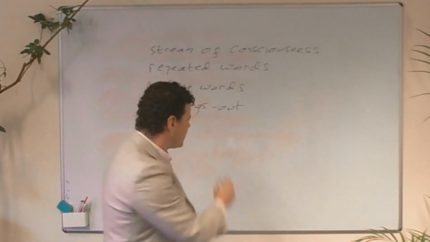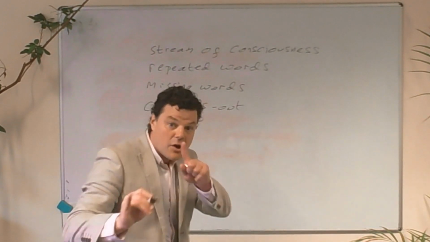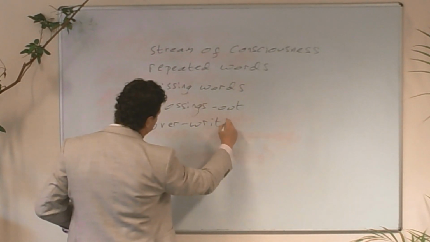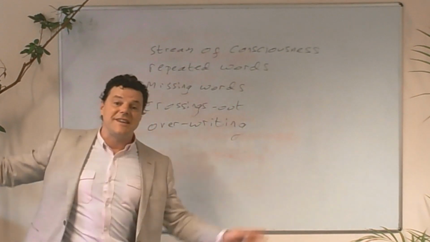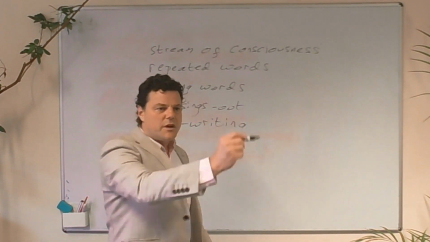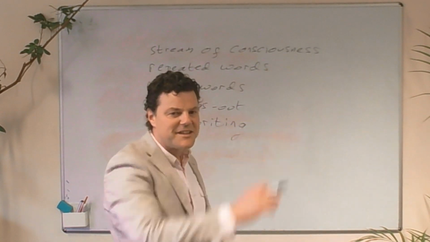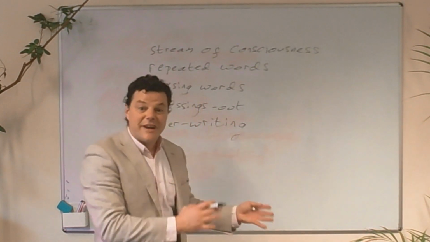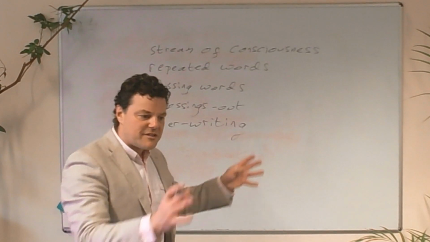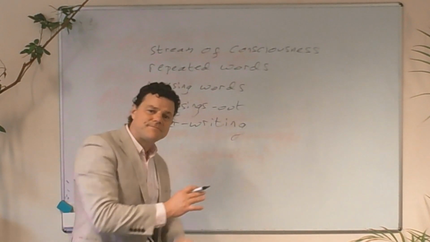Crossings out. They write something in like that. Or overwriting. So they might write a word over a word that they've previously written, or write a letter over a letter that they've previously written, almost to correct it. Or maybe just because their coordination skills aren't great.